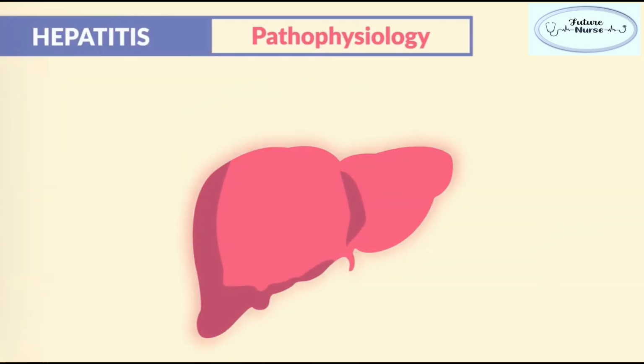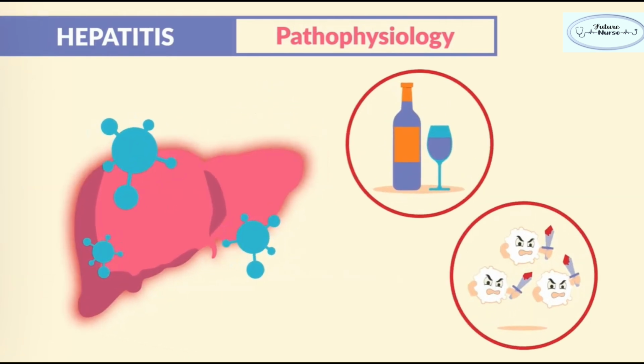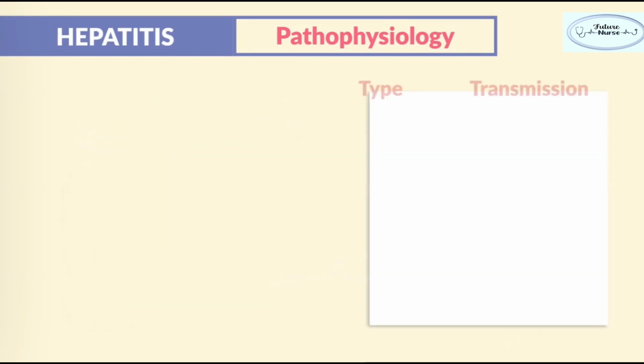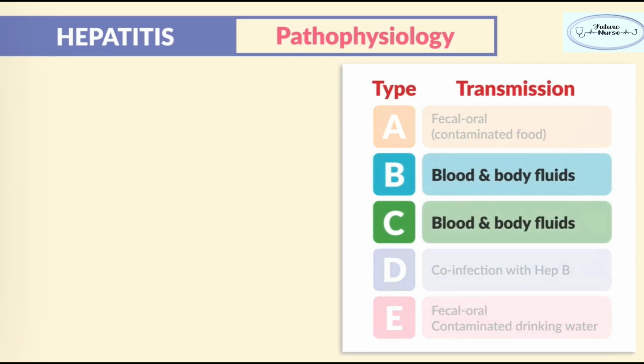Hepatitis. This condition refers to inflammation of the liver, commonly caused by a viral infection. Non-viral causes are typically alcohol and even autoimmune diseases, where the body attacks itself. Now there's 5 different types of hepatitis: A, B, C, D, and E. But really the most tested here are B and C, so I bolded them here.